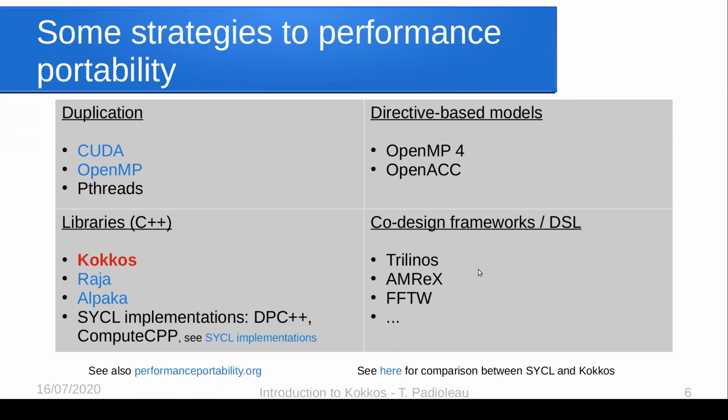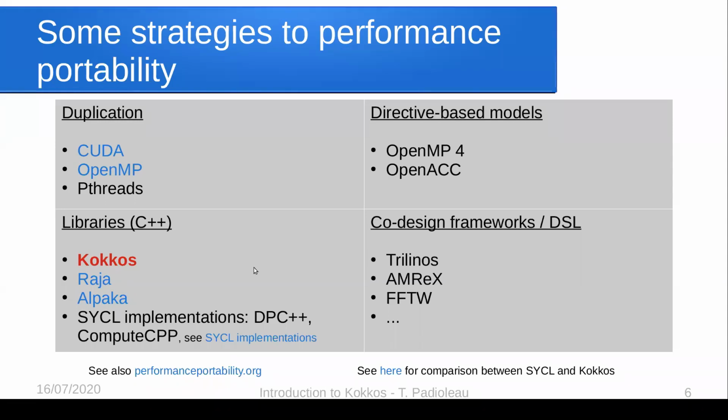Third category would be frameworks, or DSL for domain-specific languages. So there is a long list. I mentioned some libraries like Trilinos, AMReX, or FFTW. These libraries provide you high-level algorithms, and they handle the portability issue, maybe with some of these other categories, so the end user doesn't have to manage the parallelism.